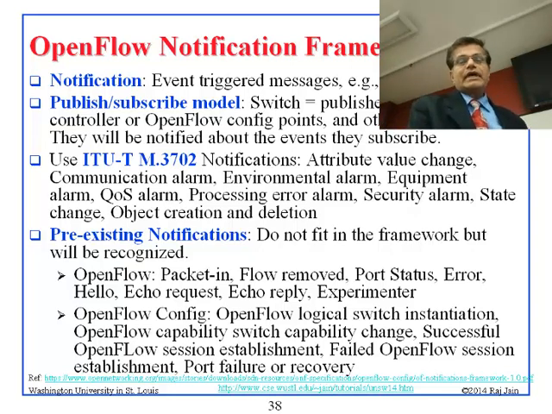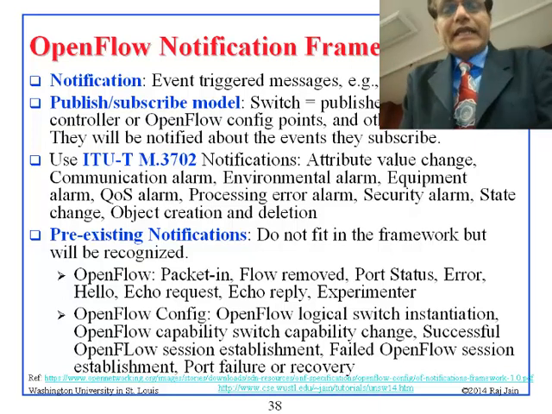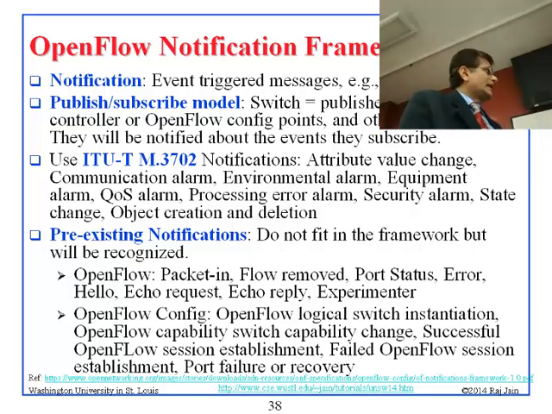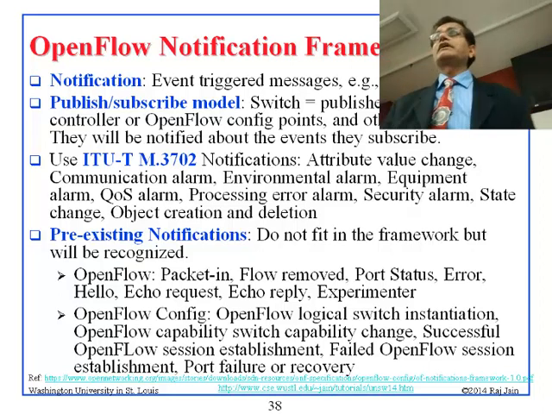And ITU-T already has much of this built in, in an old specification, M.3702. So that one has all the notifications, and those are all allowed. Then the previous versions had some notifications which were not part of this whole framework. This is a new framework, so those are also allowed. For example, packet in, packet removed, port status, error, hello. These are the messages that the original OpenFlow controller could use to talk to the original OpenFlow switch. Those are now part of the notification framework as well.